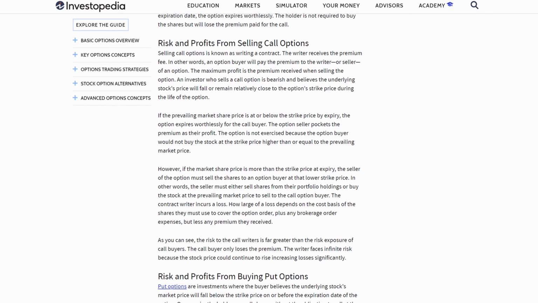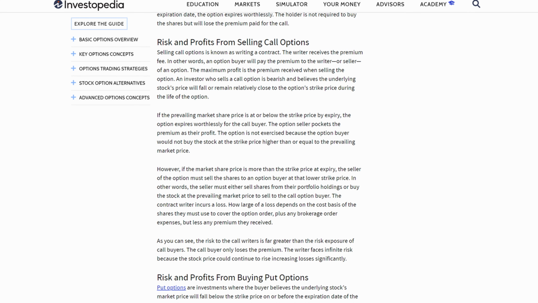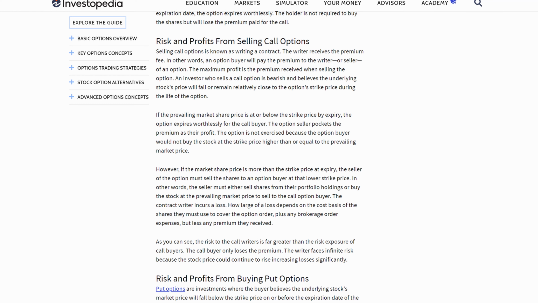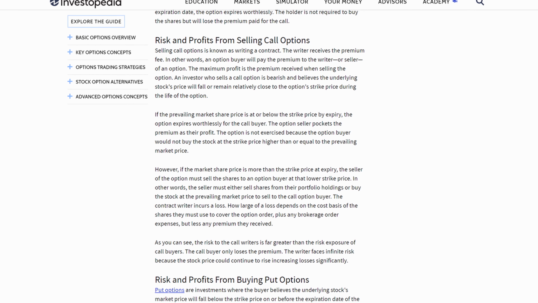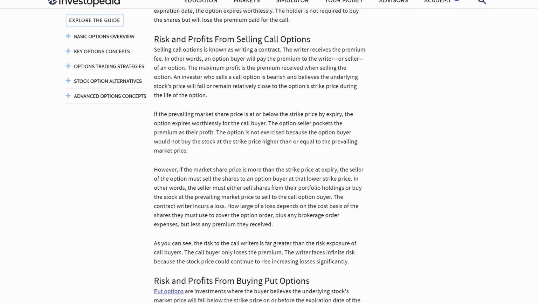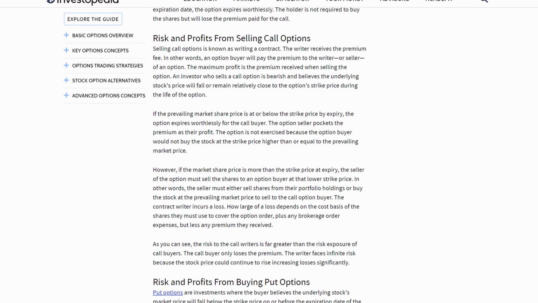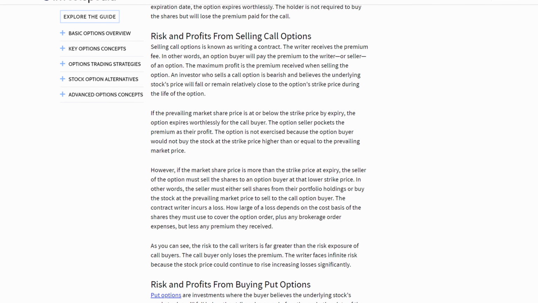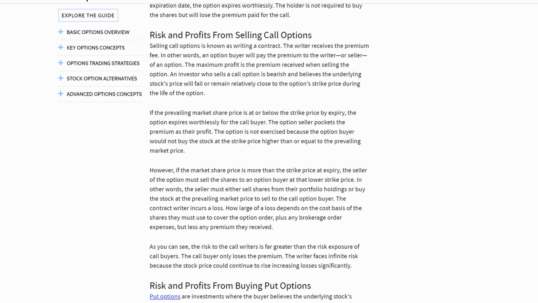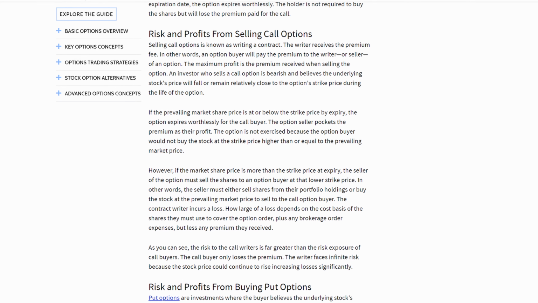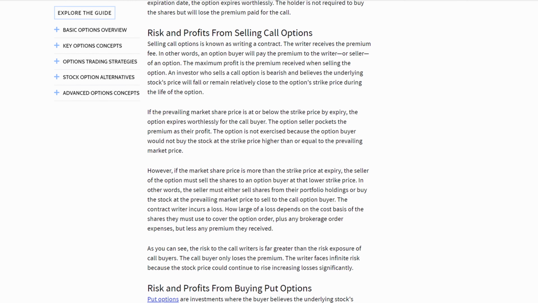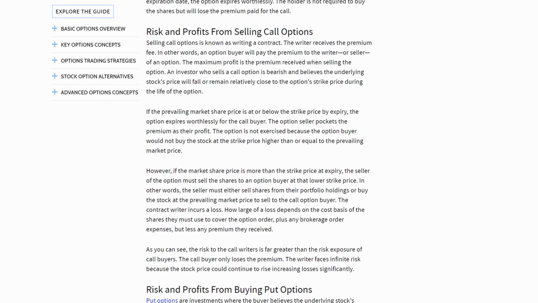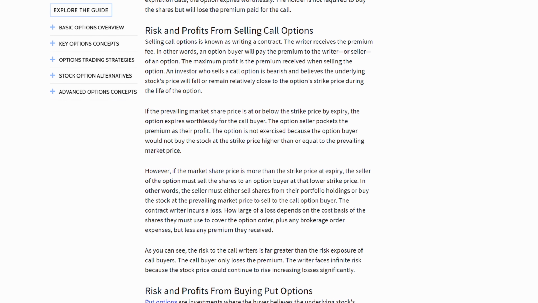Let's now look at the person who sold the call. This person sold a contract and received a premium fee as the option buyer bought his contract. The maximum profit is the premium when the seller sold his option. A person who sells call options will therefore want to sell when he believes the stock price will fall or remain close to the option strike price during the life of the option. If this does happen, the option expires worthlessly for the call buyer as mentioned before, and the option seller takes the premium as their profit.